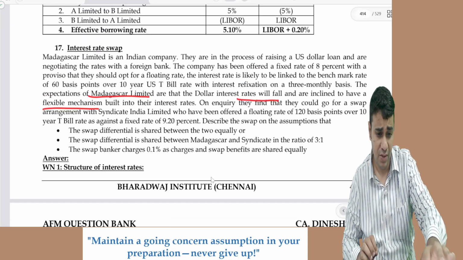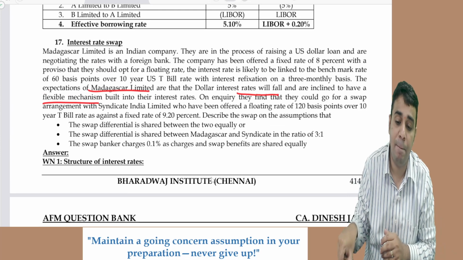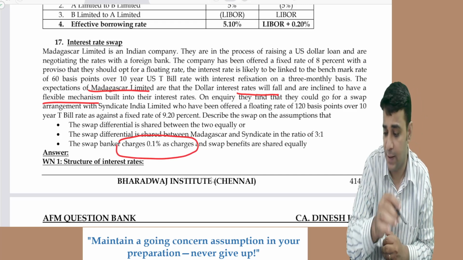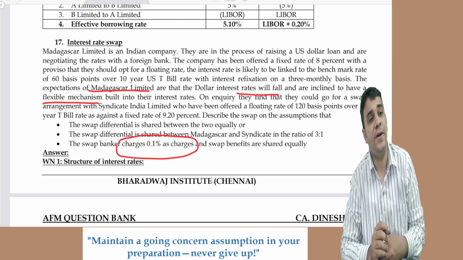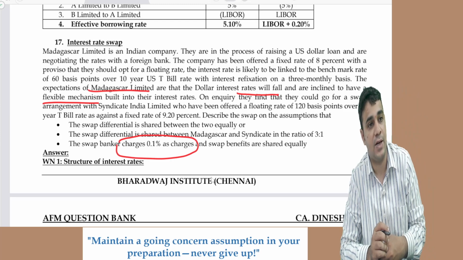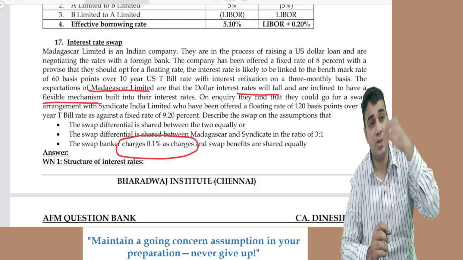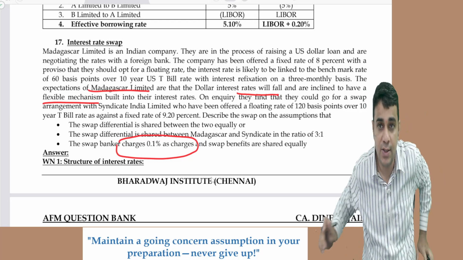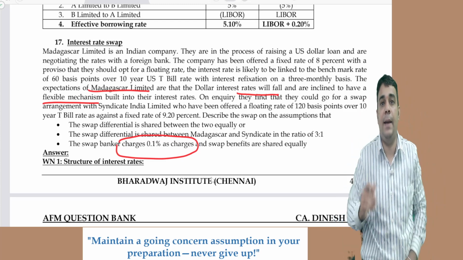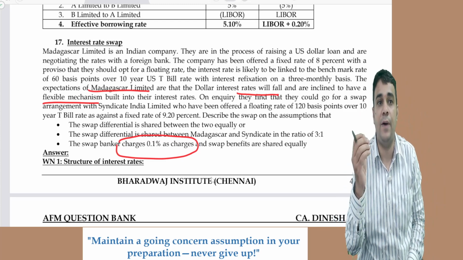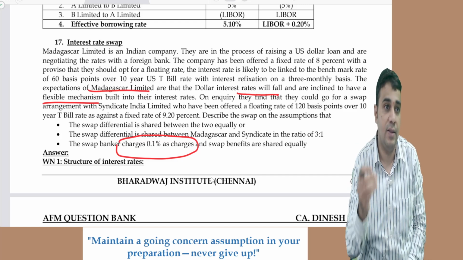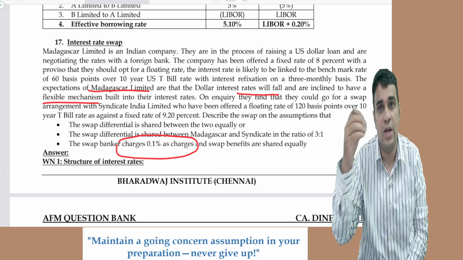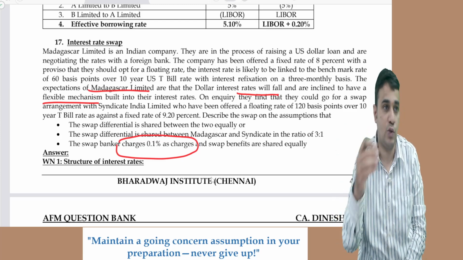Now, third scenario: swap banker charges 0.1% and benefits are shared equally. This structuring is the easiest of the lot when there is an intermediary. Why an intermediary is needed is, for example, M Limited cannot search and find an S Limited like this. They want one loan, I want one loan, my rate is so much, their rate is so much, and then do a swap and all.